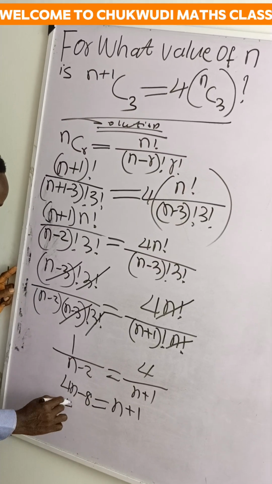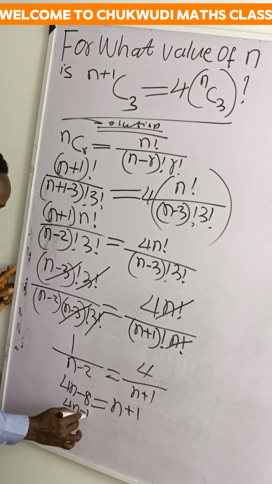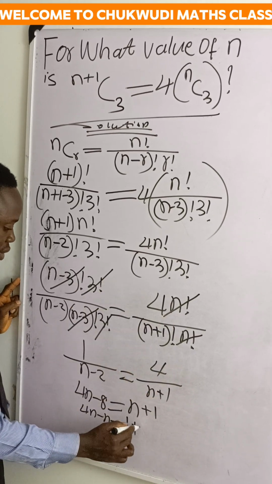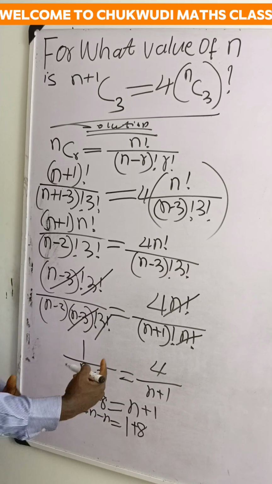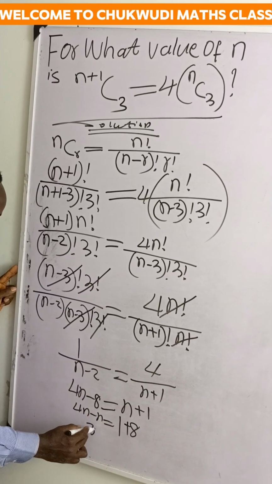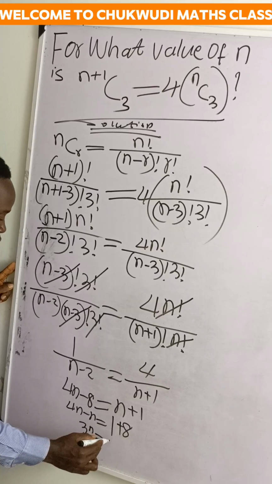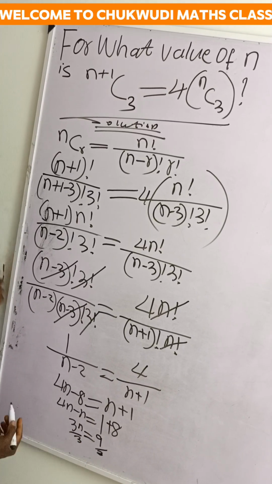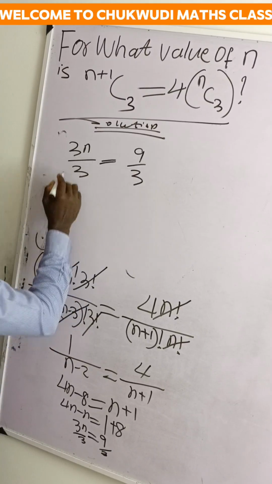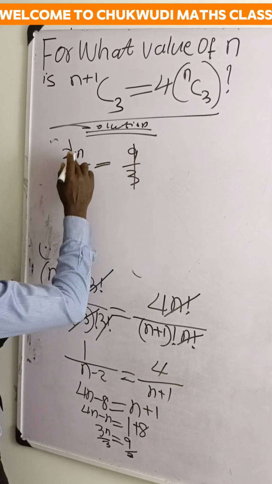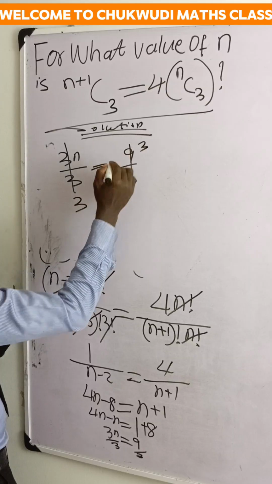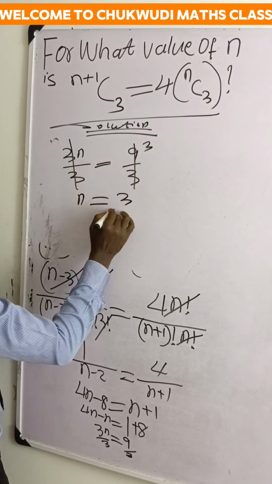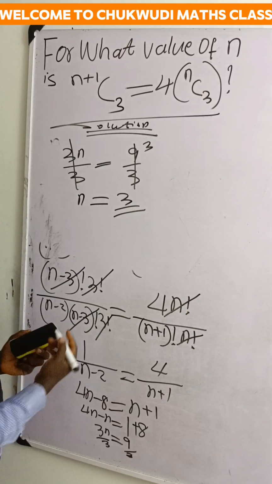Then we collect items and find the value of n. So we have 4n, this n will come here as minus n. We have 1 here, and minus it will go to the other side as plus 8. So 4n minus n will give you 3n, equals 1 plus 8 which will give you 9. If we divide both sides by 3, what remains here is 3, and 9 divided by 3 will give you 3. So what remains here is n, and we have our n is equal to 3. So that's the final answer.